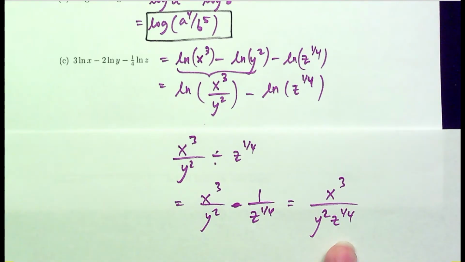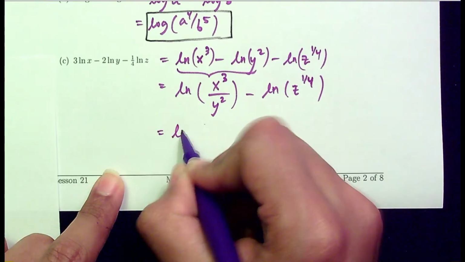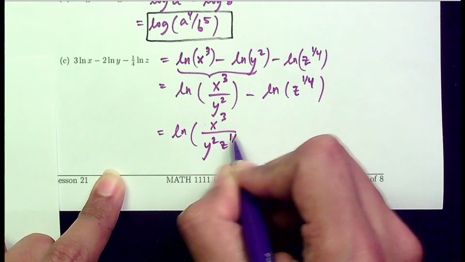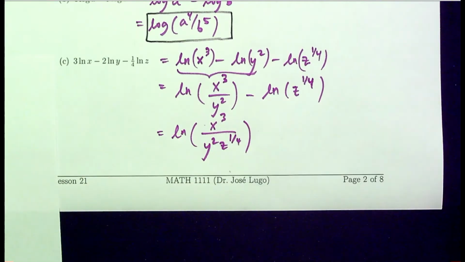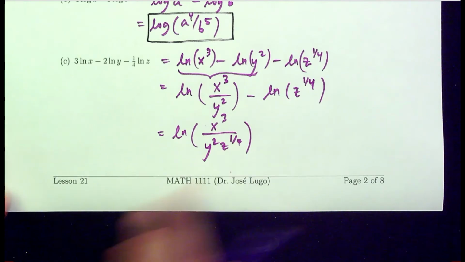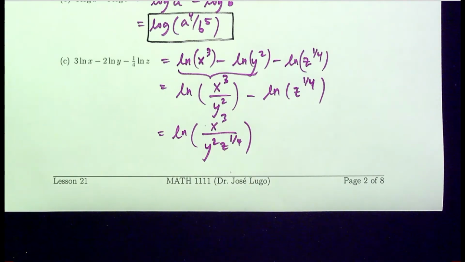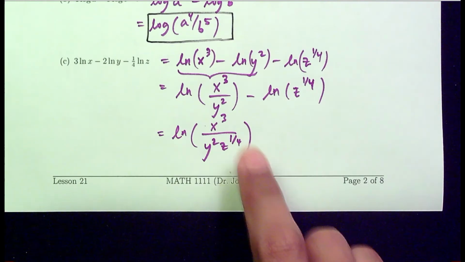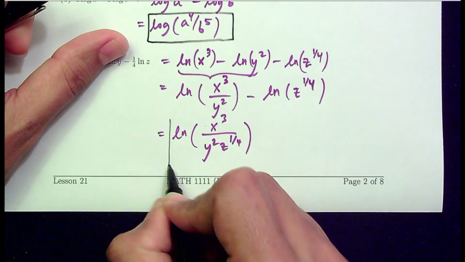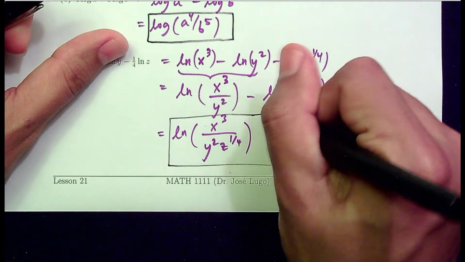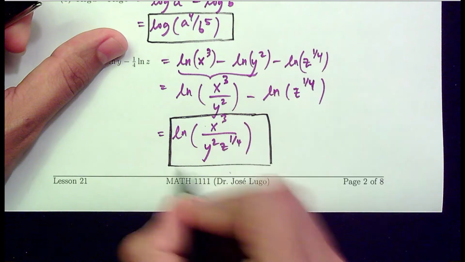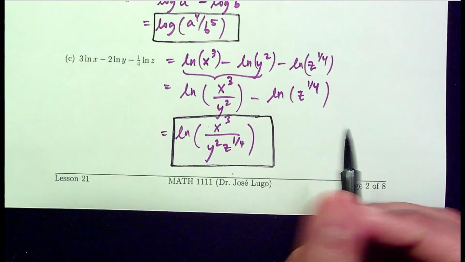So this is going to be the ln, I'm just going to copy that here. This is going to be the ln of x cubed over y squared times z to the 1/4. And now that's the end. I have condensed 3 logarithms into a single logarithm. And there's nothing else to simplify, although you could write this z to the 1/4 as the 4th root of z, using radicals instead of fractional exponents. Okay, that's the end for that example.